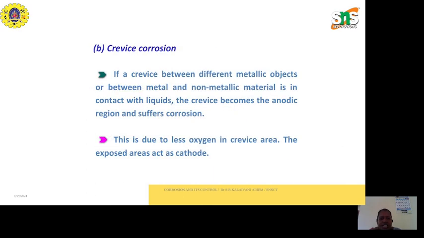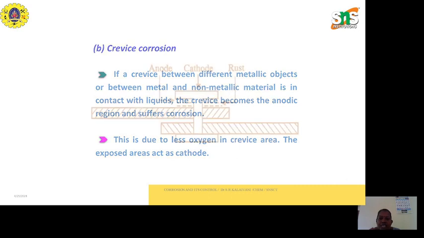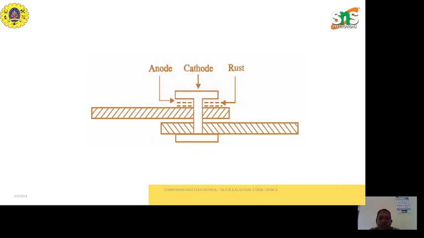Then second one is crevice corrosion. If a crevice between different metallic objects or between metal and non-metallic material is in contact with liquids, the crevice becomes the anodic region and suffers corrosion. This is due to the less oxygen in the crevice area. The exposed area acts as a cathode.